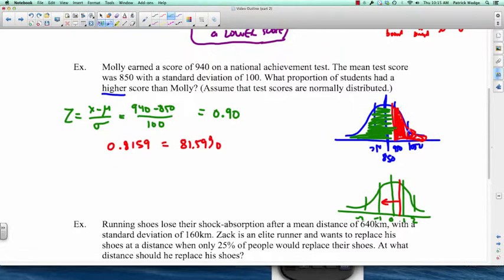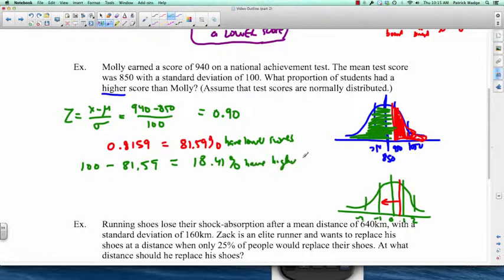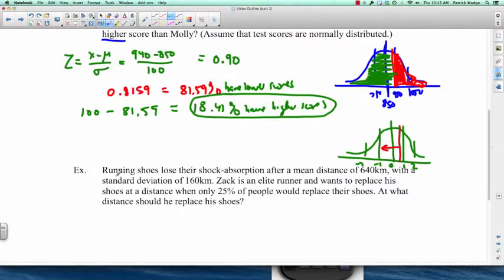So how do we figure out how many people are up here? Well, total under there is 100%. So what you're going to have to do is 100, take away the 81.59, equals 18.41%. So maybe I'll write this. 81.59% of people have lower scores, and 18.41% have higher scores. Okay, and you're done. If you wanted to use the TI-83, you could use your normal CDF again.